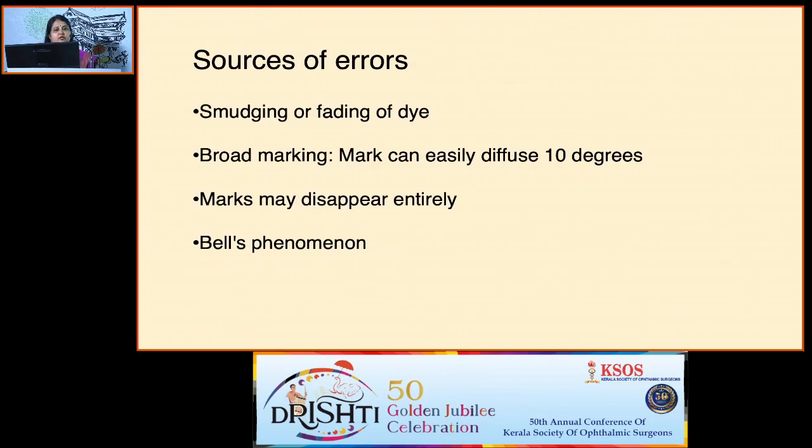Other sources of error with manual methods are smudging or fading of the mark on the eye. It can cause broad marking, and the mark can easily diffuse by 10 degrees, or the mark may disappear entirely, and there is Bell's phenomenon too.